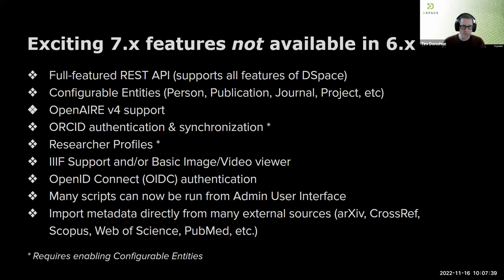And not only that, there are some exciting features in DSpace 7 that are not available in previous releases, not available in DSpace 6 or below. The first three I already mentioned on that previous slide, but I also want to stress some of these other features that you cannot find in any other DSpace release. We support ORCID authentication now, and you can synchronize your ORCID profile with a local researcher profile. In DSpace, that researcher profile uses the person entity. So those two features do require enabling configurable entities if you want to utilize them. We now do have IIIF support. There's also a basic image and video viewer, which is separate from the IIIF support, so you can decide which one you want to use based on your use cases.